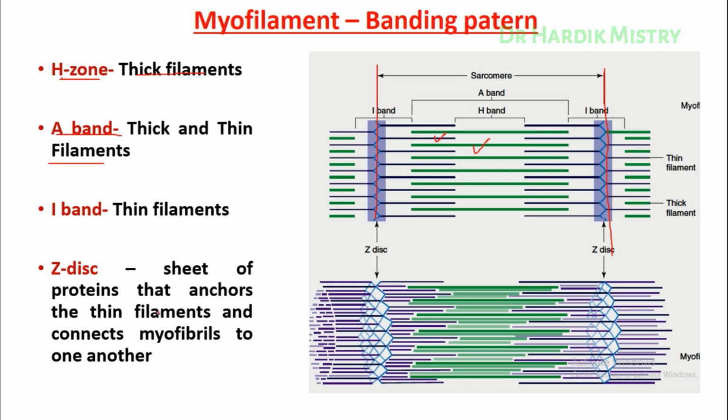The Z disc is a sheath of proteins that anchors the thin filaments and connects myofibrils to one another. So what is the Z disc or the Z line? The Z disc or Z line is a sheath of protein that anchors the thin filaments. Here you are seeing that this is the Z disc or Z line, and it is the joining point of the thin filament with the Z disc. So it anchors the thin filament.